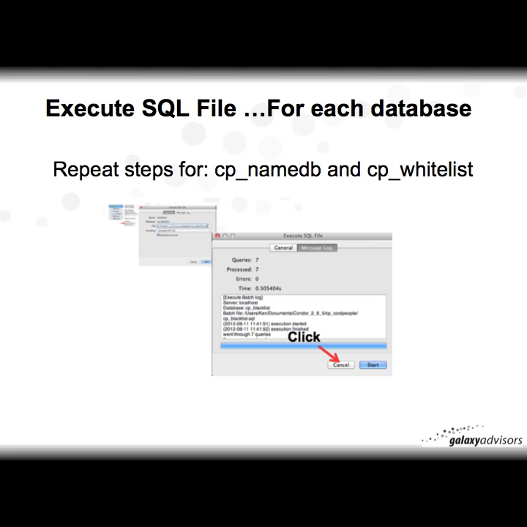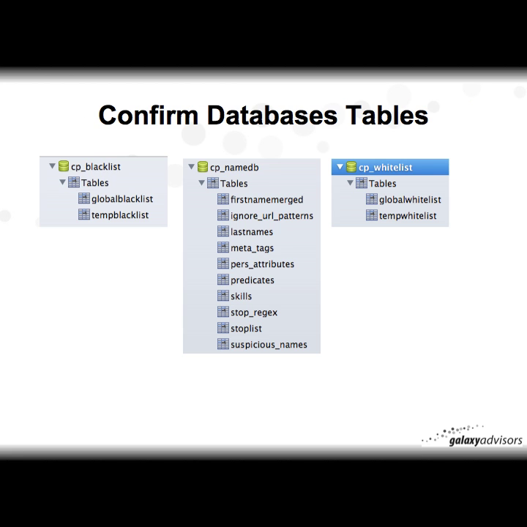So you're going to right click on the database, you're going to click execute SQL, you're going to find CP_name_DB, and then you're going to click start, and it's going to execute that. And then the same thing with the CP whitelist. Now at the very end, you should confirm with Navicat that you have these 3 databases, and if you click on each database, it should expand to see the tables that are located underneath. That just helps confirm that you're all set and that these 3 databases have been successfully installed.